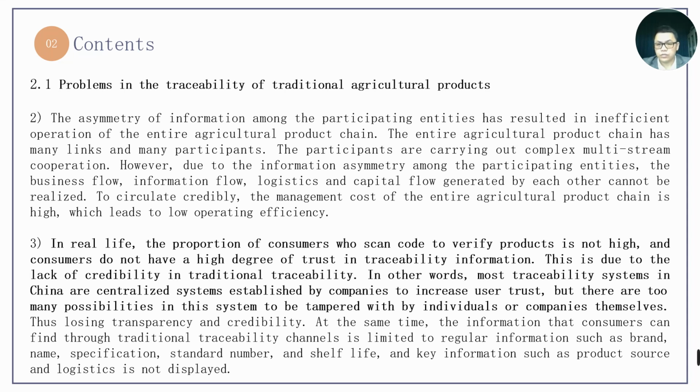In real life, the proportion of consumers who scan code to verify products is not high, and consumers do not have a high degree of trust in traceability information. This is due to the lack of credibility in traditional traceability. In other words, most traceability systems in China are centralized systems established by companies to increase user trust. But there are too many possibilities in this system to be tampered with by individuals or companies themselves.